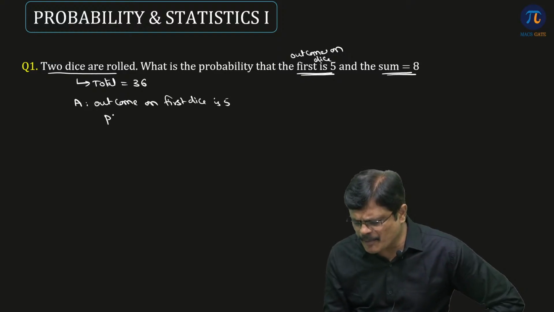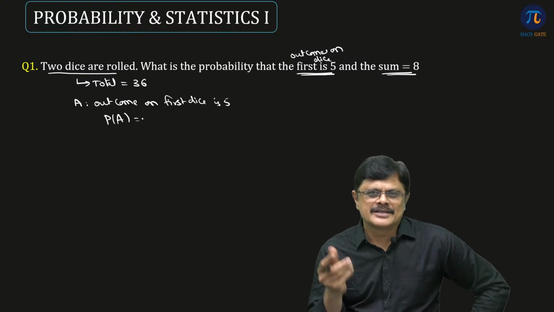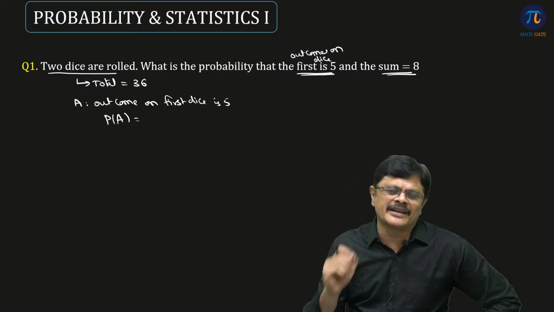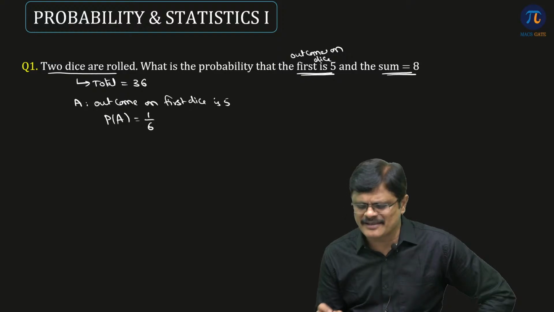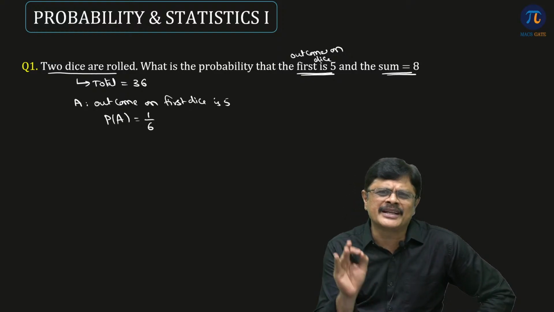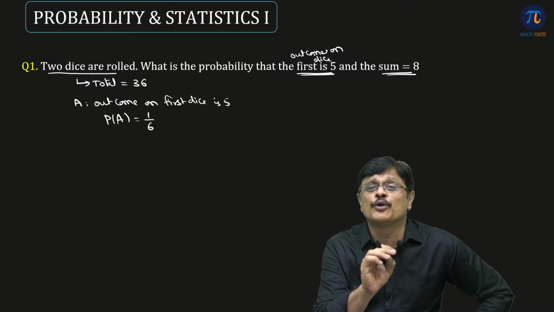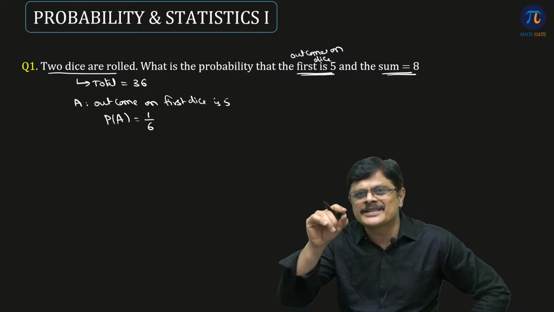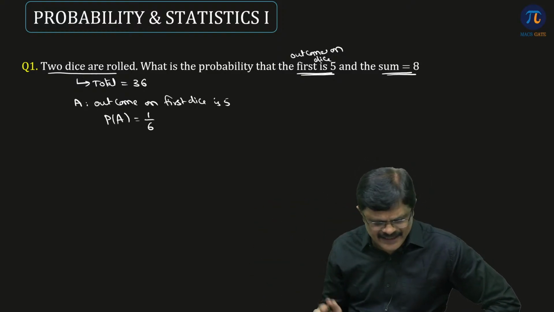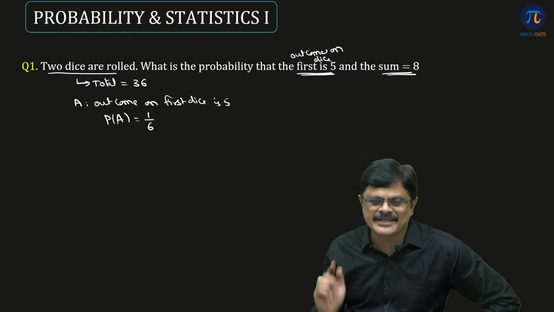Can you tell me what is the probability of this event? So when a die is rolled, what is probability that you get 5? When a single dice is rolled, the probability that you get a 5 is 1 by 6. Generally we assume that the coins or dice, when they don't mention anything, are by default fair dice. So all the outcomes are equally likely. Is the idea clear? So probability of A is 1 by 6.